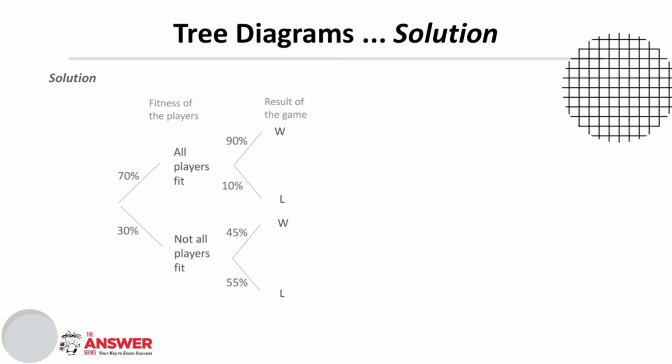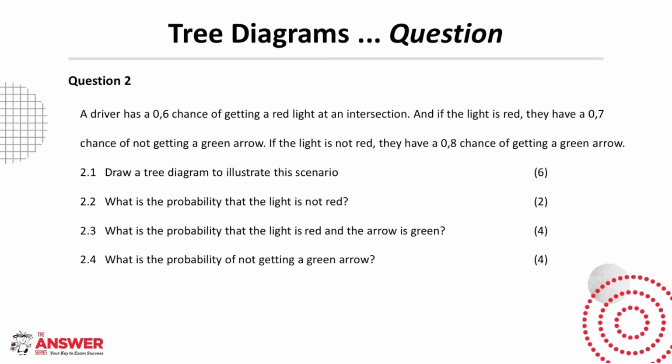Now that our tree diagram is complete, we can calculate the probability of them winning their next game by finding the pathways that involve them winning. The one option of winning is along here if all players are fit, and the other option of winning is along here if not all players are fit. We find the product along each of these paths and then add the two together to get the probability of them winning their next game, and this is 76.5%.